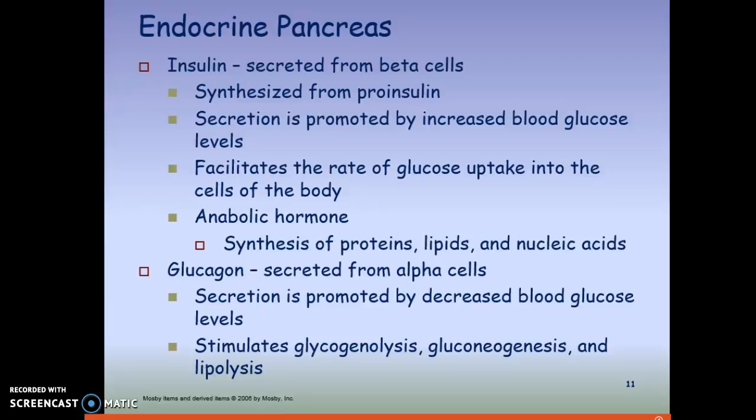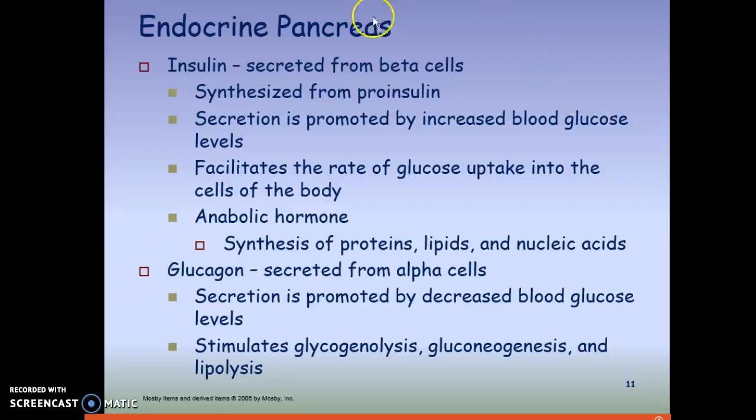Insulin, as stated on the previous slide, is secreted from beta cells. Insulin functions mainly in the liver, the muscles, and then fat cells. The secretion of insulin is promoted by increased blood glucose levels, generally after you eat. And what insulin does is simply facilitates or stimulates the rate of glucose uptake into the cells of the body.